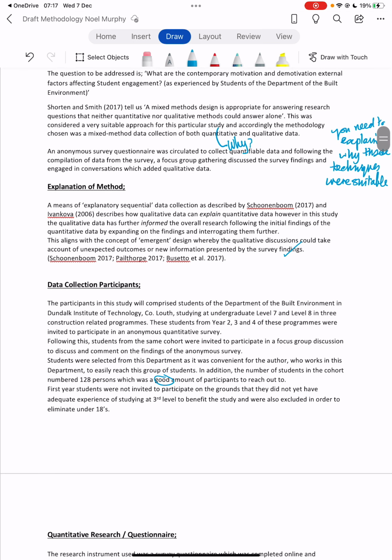Then you've talked about your participants. Again, obviously you can update this as the study progresses and you know how many numbers took part and so on. Just in relation to the number of students in the cohort at 128, I know what you're getting at here with saying they're a good amount, but it just doesn't read that well. Maybe have a look at the Creswell and Creswell textbook on group size and picking your sample. They're always a good source or author to cite in relation to justification of your methodology.